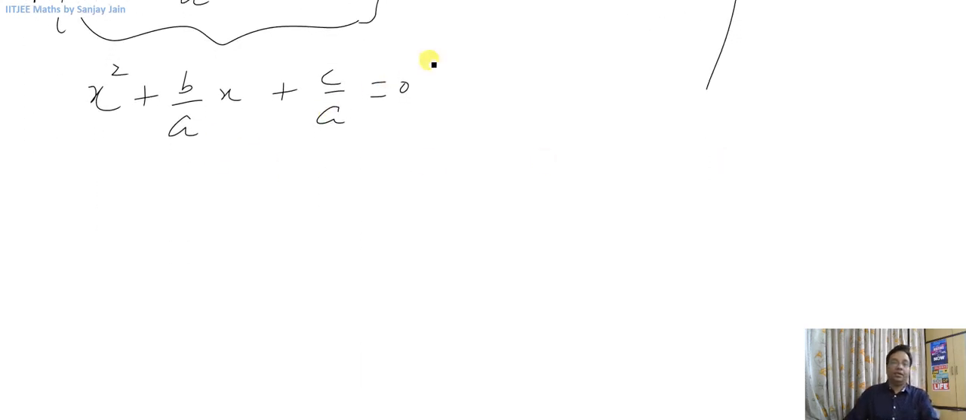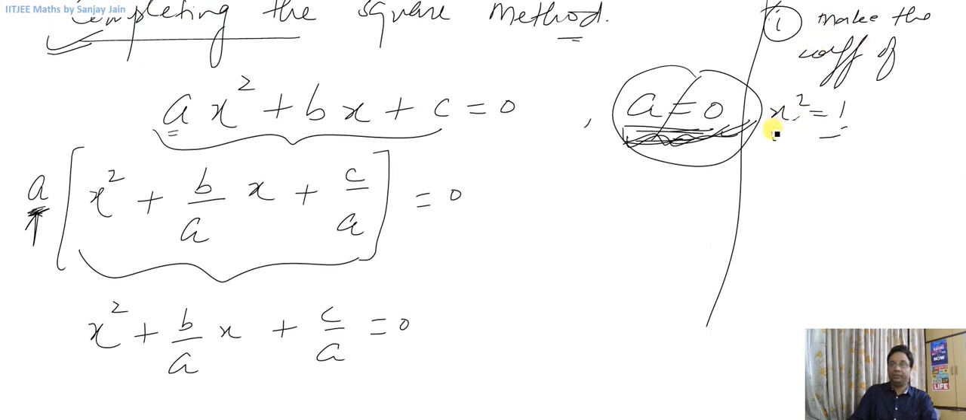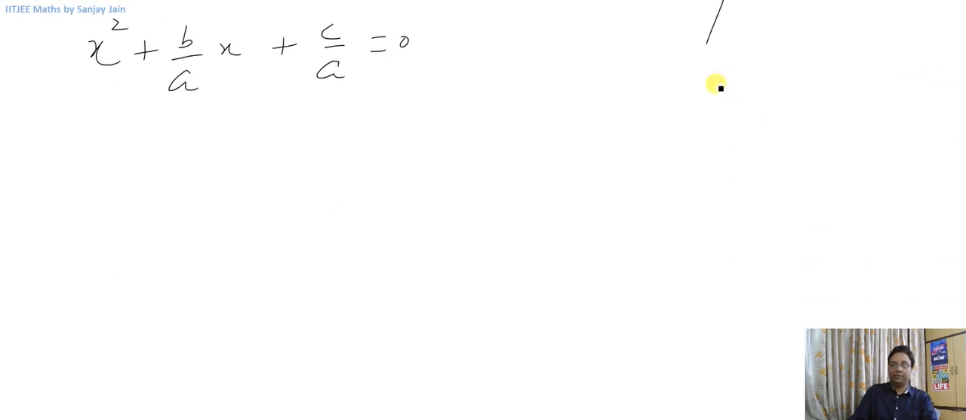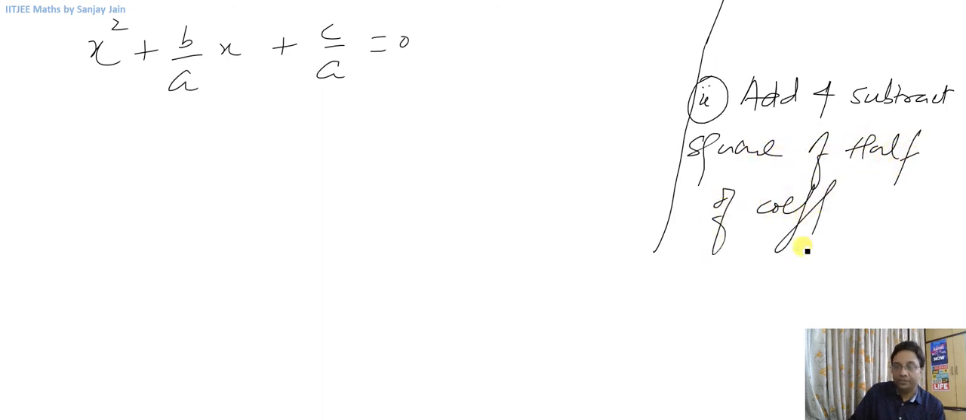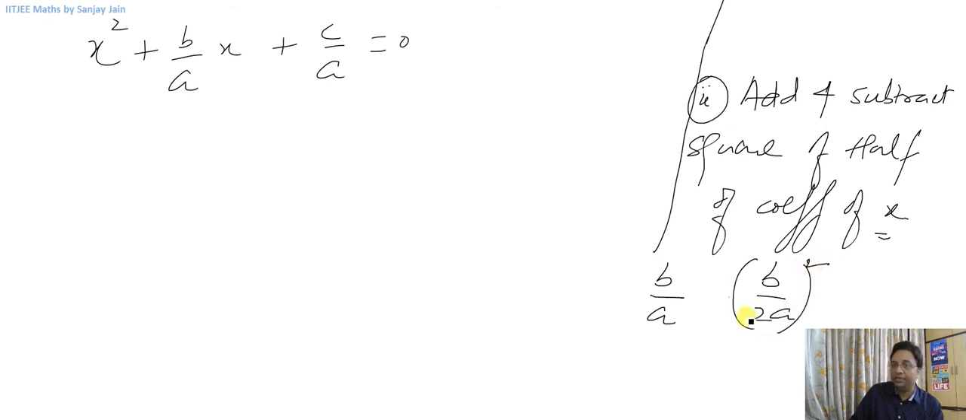Alright. Now the next step of completing the square method. First step was make the coefficient of x square equal to 1. What is the next step? The next step that I am going to use here is add and subtract square of half of coefficient of x. What is coefficient of x? Coefficient of x in this case is b by a. What is half of coefficient of x? b by 2a, and square of half of coefficient of x is b by 2a whole square.